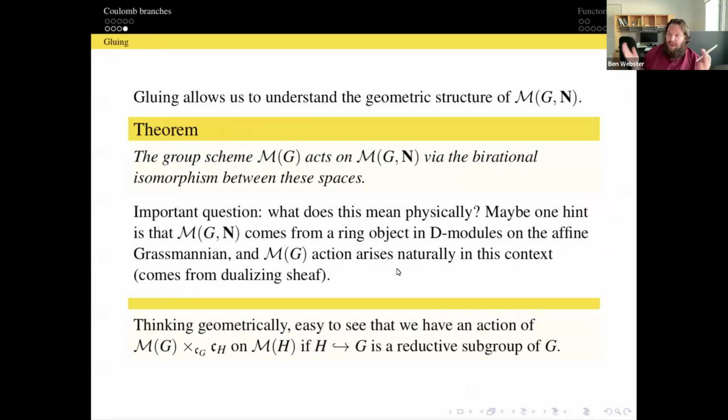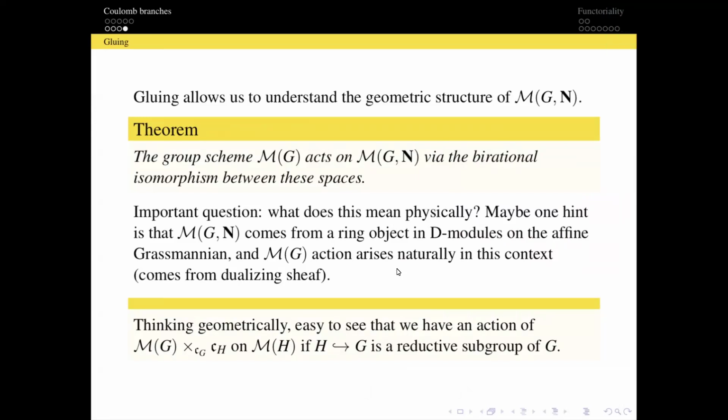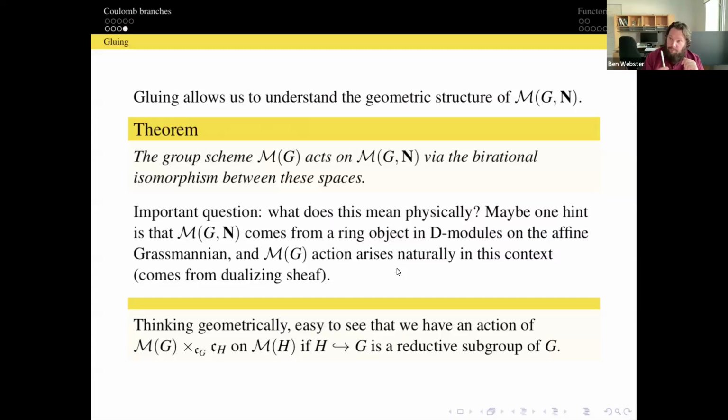All right, so why did I want to tell you this theorem? I mean, in part, I think it's a nice theorem. It tells you a little bit about how to think about the geometry of these Coulomb branches. But it's also very useful for proving things about Coulomb branches, because you can prove things before gluing, and as long as they're consistent with the gluing, then they automatically carry over.